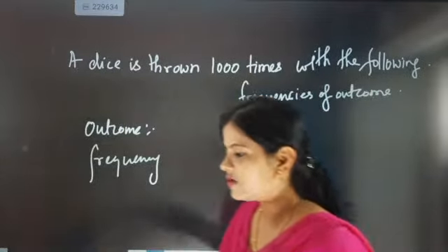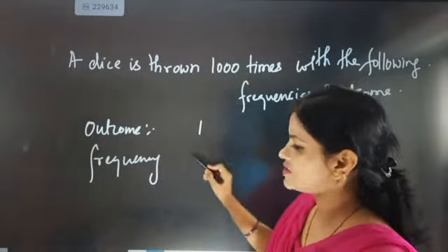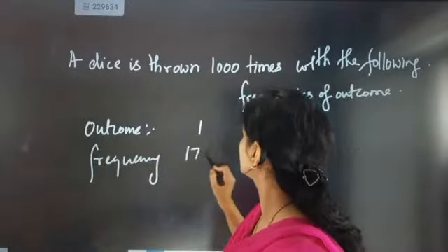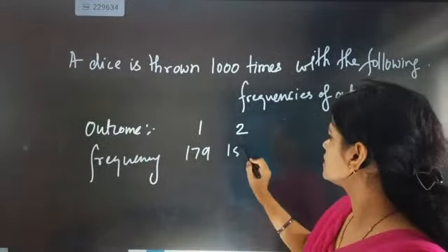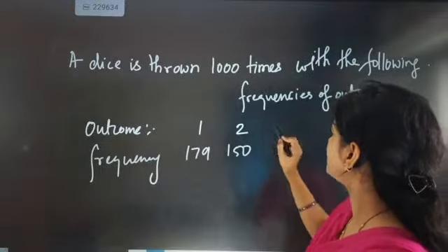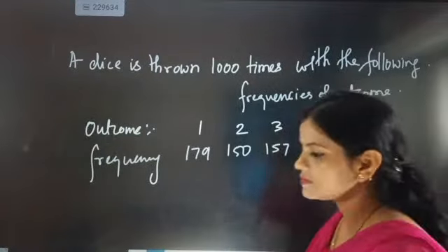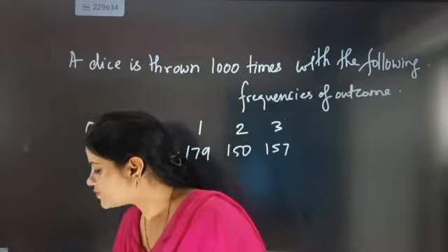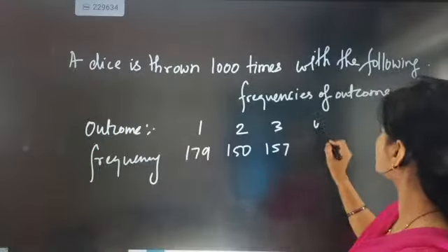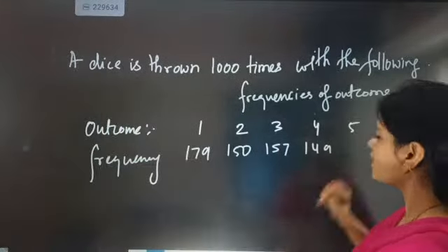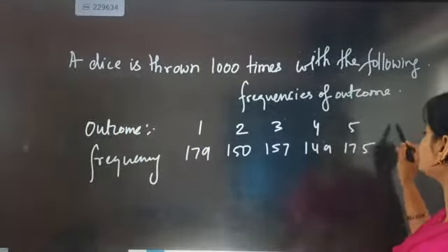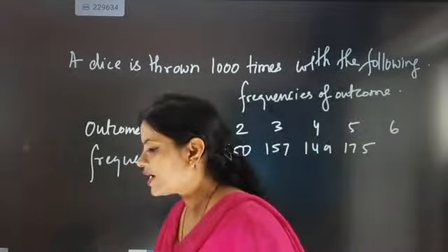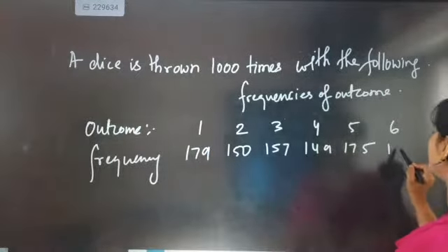When you check that, you found that 1 is coming 179 times, 2 is coming 150 times, 3 is coming 157 times, 4 is coming 149 times, 5 is coming 175 times, and 6 is coming 190 times.